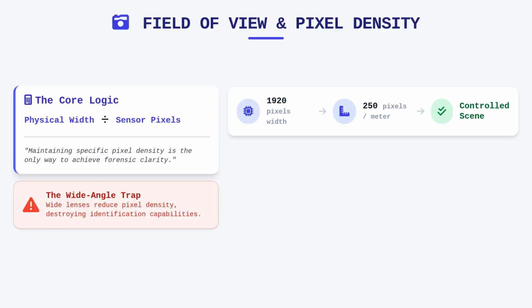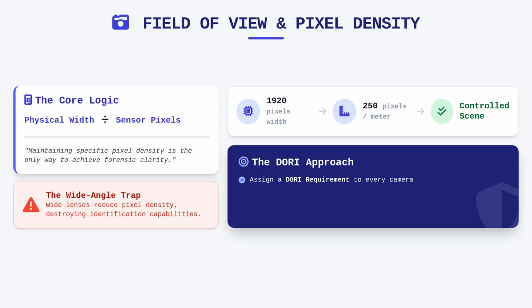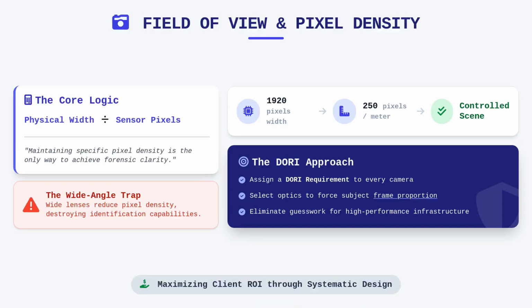This simple division is why you cannot just use a wide-angle lens for every location and expect to achieve forensic clarity. Every camera in your design should have an assigned DORI requirement, and your job is to select the optics that force the subject to occupy the necessary proportion of the frame. This systematic approach eliminates guesswork and ensures that every dollar the client spends contributes to a functional, high-performance security infrastructure.